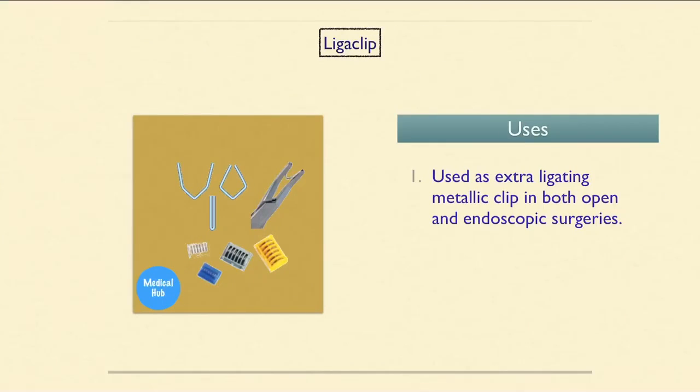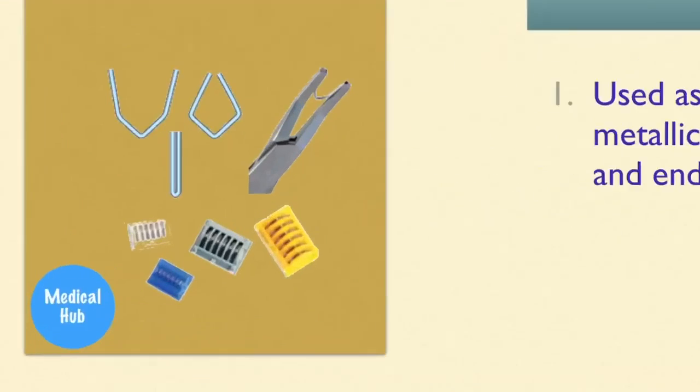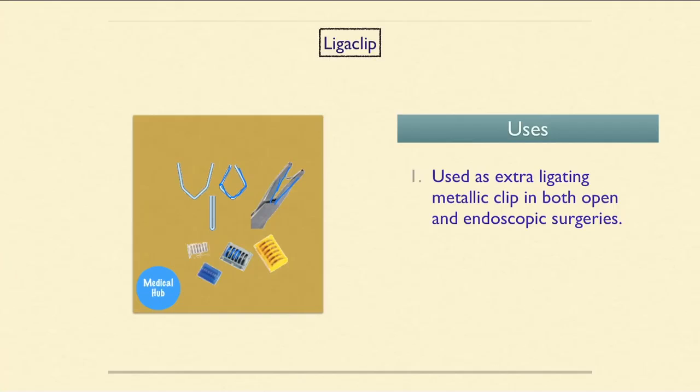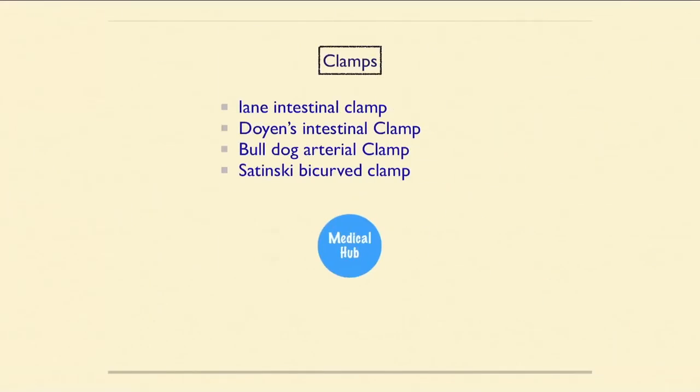Next, these are the Liga clips. Okay, so these are the Liga clips, and it is kept through this instrument. So this is used as extra ligating metallic clip in both open and endoscopic surgeries.